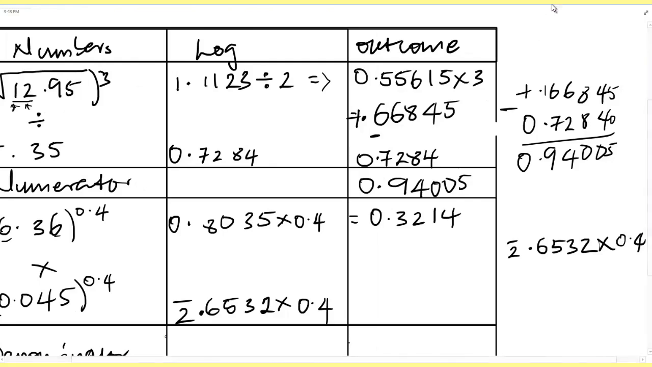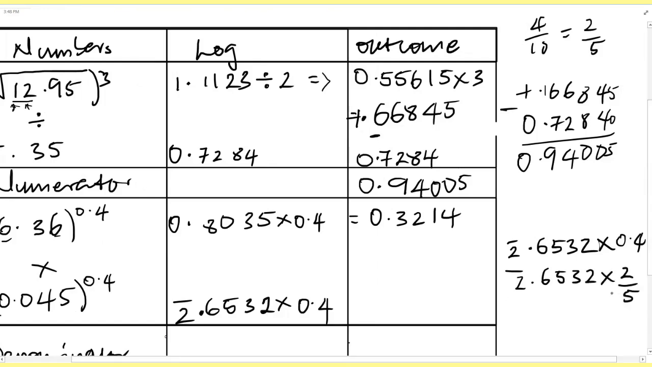Now 0.4, mind you, is the same thing as 4 divided by 10, which you reduce to its lowest term. You're going to get 2 over 5. So I'm using 2 over 5 now. So bar 2.6532 multiplied by 2 divided by 5. So I'm going to multiply first, then divide, right?